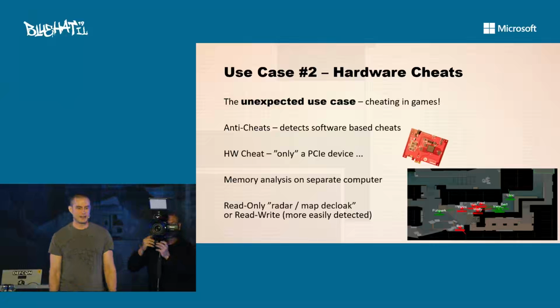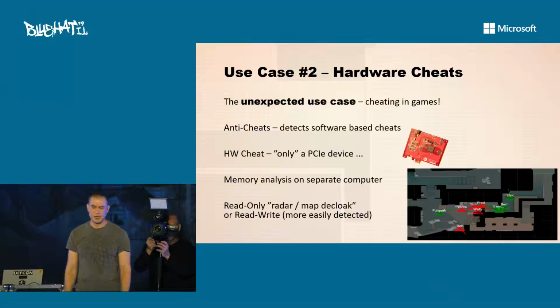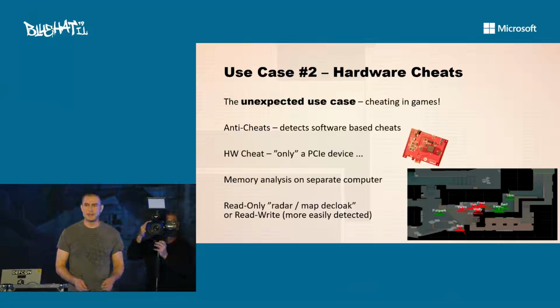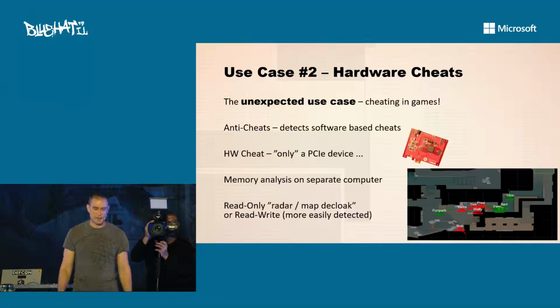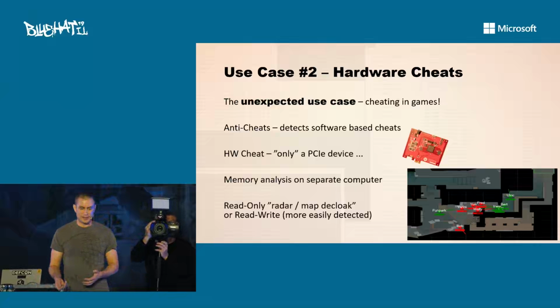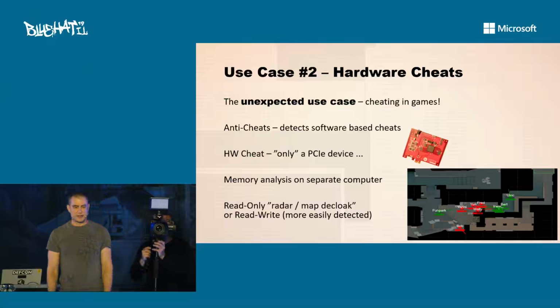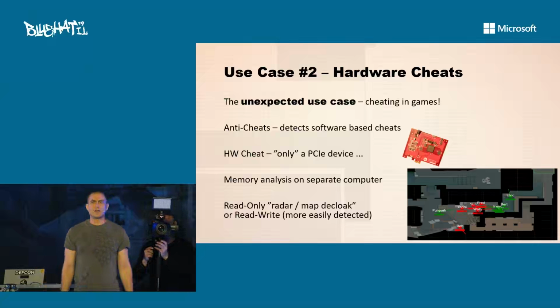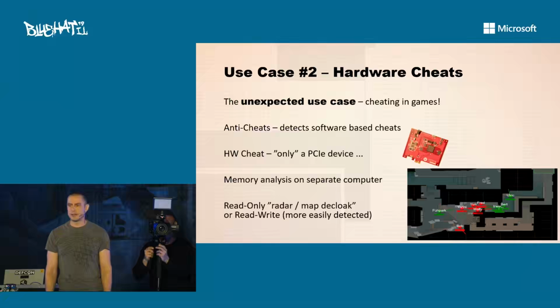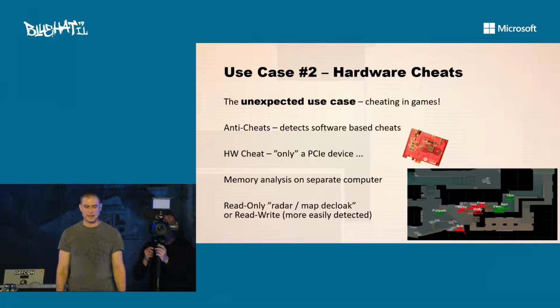It turned out that I didn't know this, but anti-cheats are quite powerful pieces of software. They detect most software-based cheats, if not all. And in theory, a hardware cheat should only be seen as a PCI Express device on your gaming system. And then you could do DMA from this PCI Express device and ship the memory to another computer and do the memory analysis in there, and the anti-cheat cannot reach into that separate computer. And you kind of need to have PCI Express devices in your gaming system, right? Graphics cards and things like that.